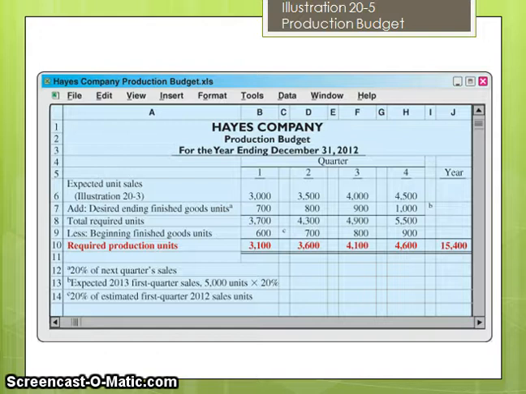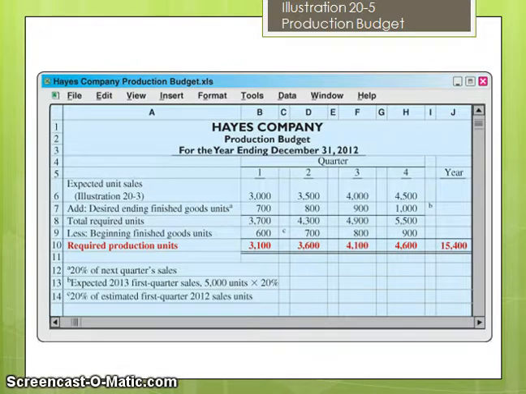I don't want to sell them, but I do need to make them, and this is the production budget we're looking at. So for first quarter, for instance, I expect to sell 3,000 units, but I want 700 left over. So I'm going to actually have to make 3,700 units if I want to keep 700 left over, and if I'm going to sell 3,000. But the other thing to consider is, what about beginning inventories? Did I start the year or the quarter off with some inventory already?